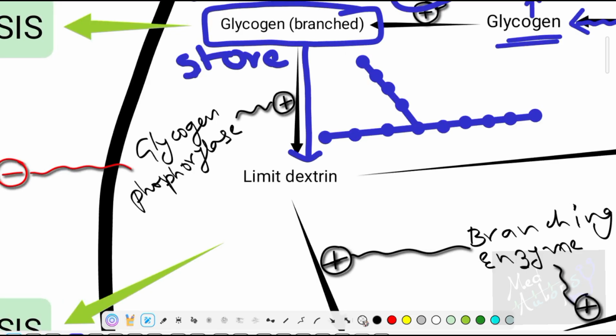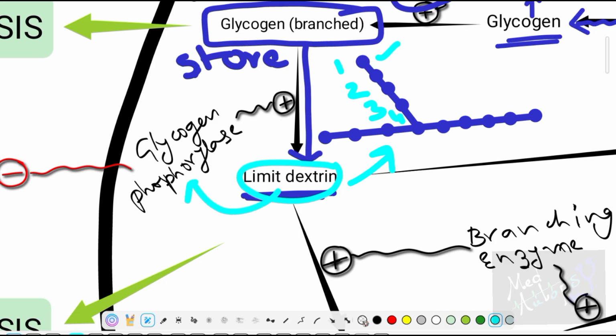So for the breakdown of this glycogen, the first step in glycogen breakdown is the formation of limit dextrin. What is limit dextrin? It is a simple compound. It has 2 to 4 glucose molecules present as a branch. So this is the simplest structure of a glycogen. We call it limit dextrin.